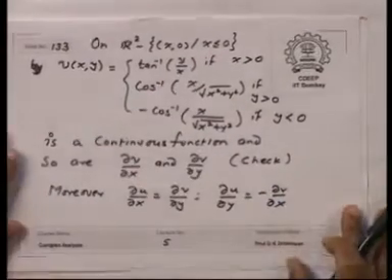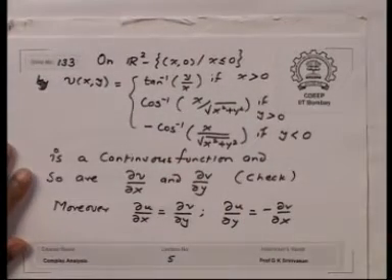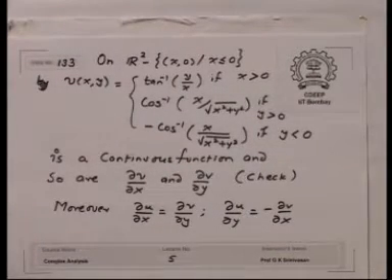So is this domain star shaped? This R2 minus x comma 0 where x is less than or equal to 0. Is it a star shaped domain? It is a star shaped domain, correct?